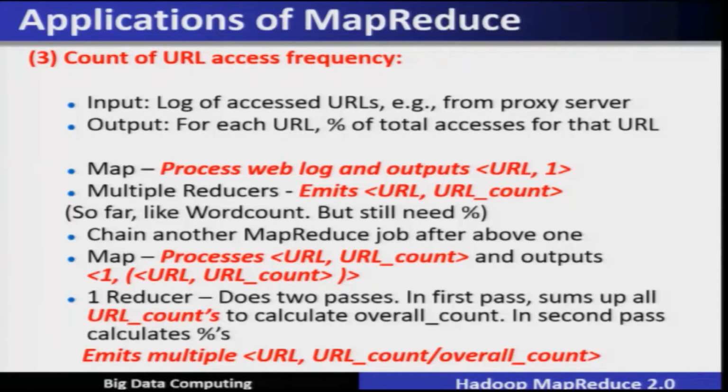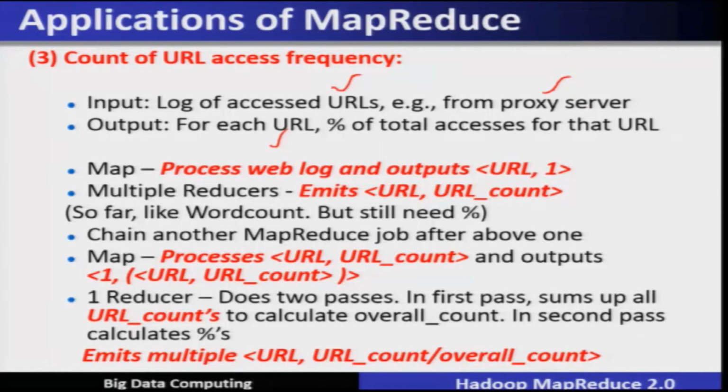Similarly, if we want to count the URL access frequency, the input is in the form of a log file which has accessed URLs, and normally this log file we can obtain from the proxy server, which maintains the log of URLs accessed by the different clients. Out of this log analysis, the output we want is, for each URL, the percentage of total accesses, so that we can rank it later on.